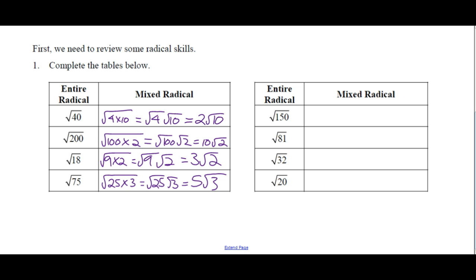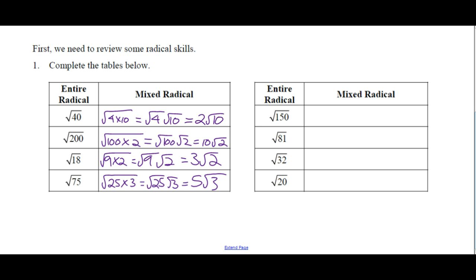Try it. So get your calculator out. 150 divided by 4? No. 150 divided by 9? No. 150 divided by 16? No. 150 divided by 15 is not a perfect square. So remember, when we're going to write this as a product, I can write 150 as 15 times 10, but I can't do anything with that, right? Because there's no root 15.